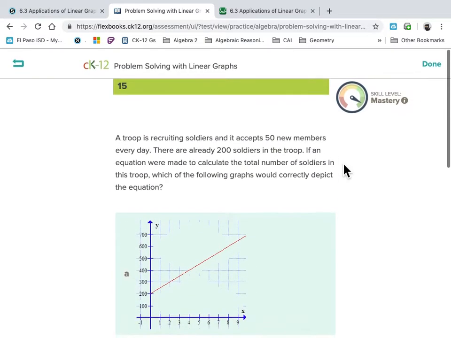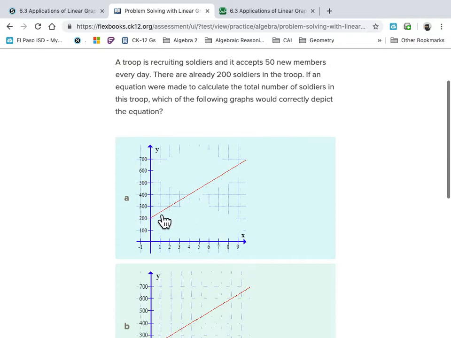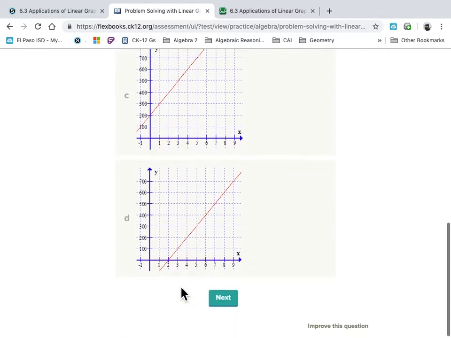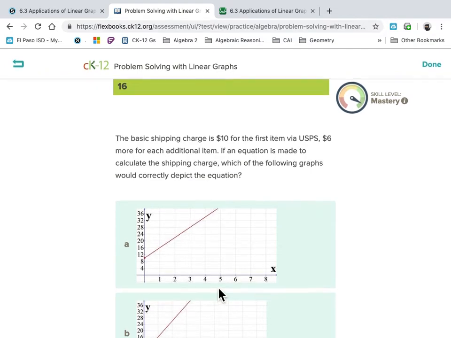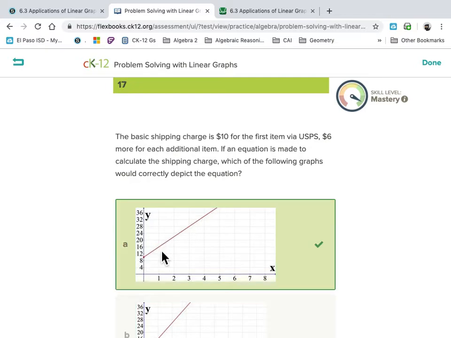Now, here's another one. 50 new members every day, and you started with 200. So we start at 200. So in 2 days, I get 100 more. Simple as that. Next. They're already doing the graph for me. The basic shipping charge is $10. That's start at 10 and $6 more. So that's 16 on the next day. Same, just like that.